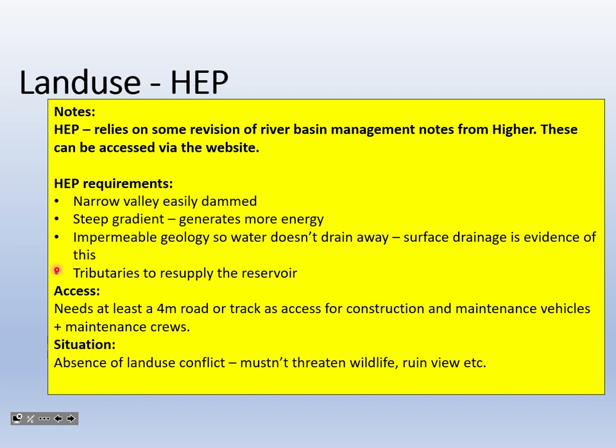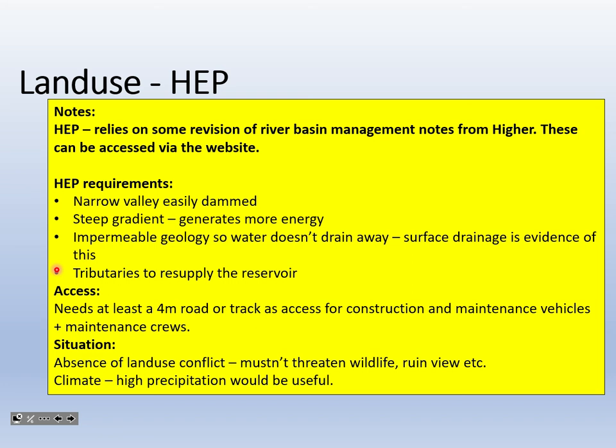And finally, situation. Make sure you're checking for the absence of land use conflicts. You don't want your reservoir to be flooding areas where wildlife might be sensitive. You don't want to ruin anyone's view, anything like that. So just be alert to that.